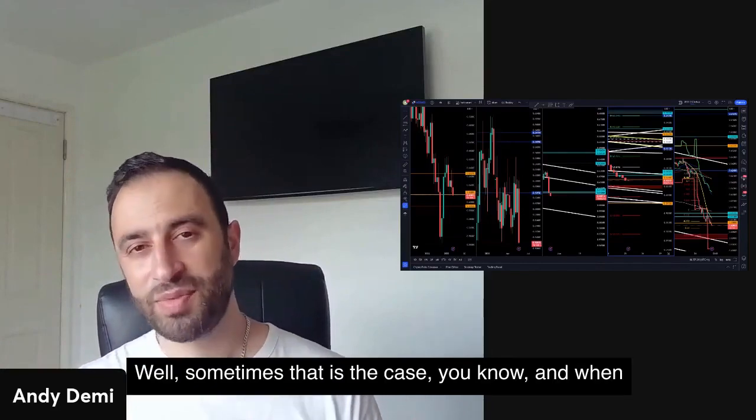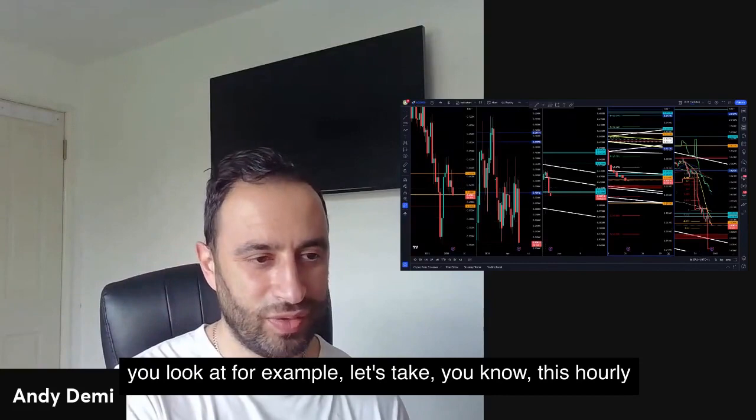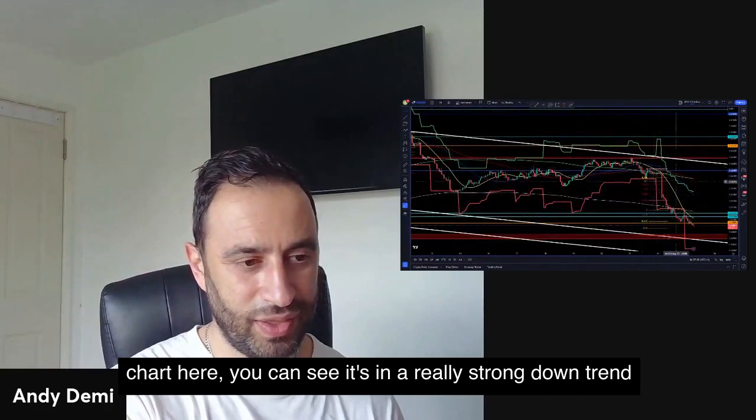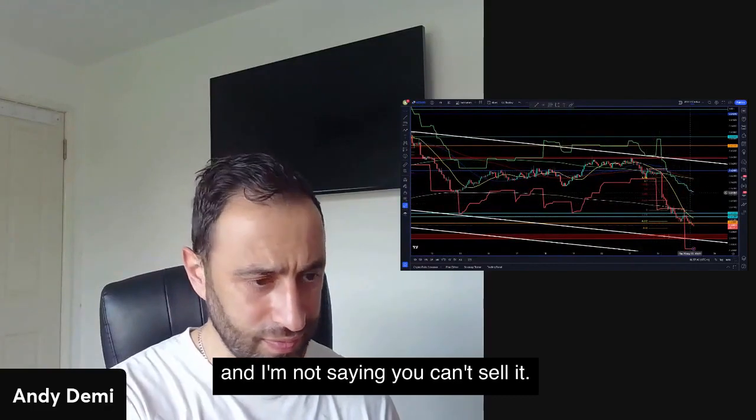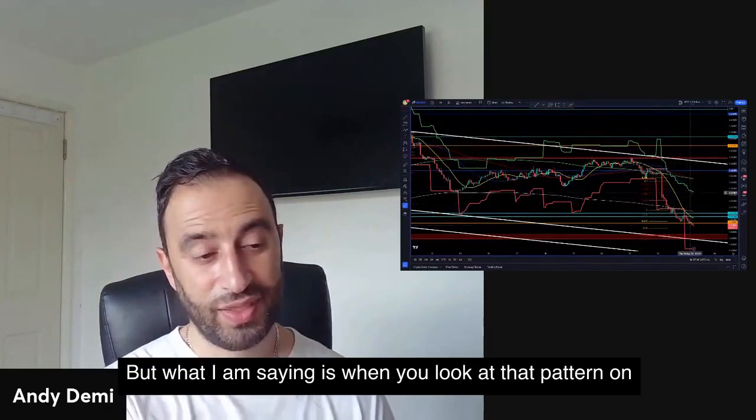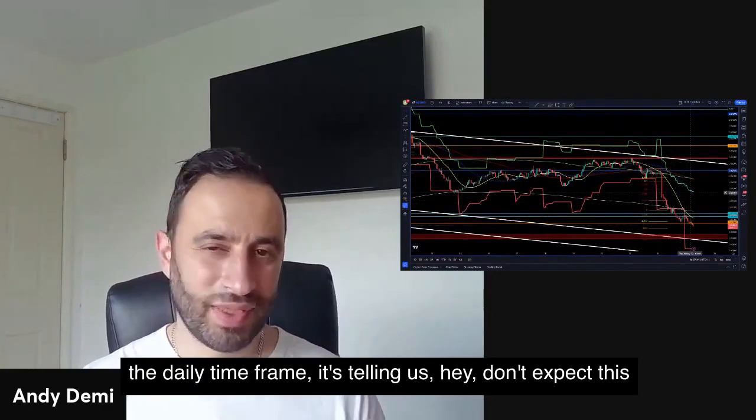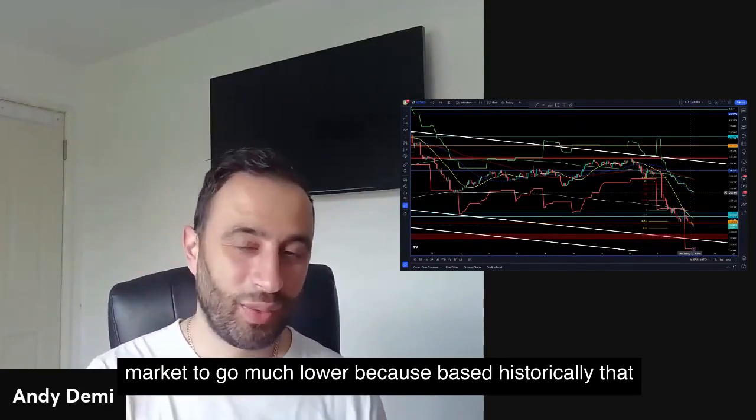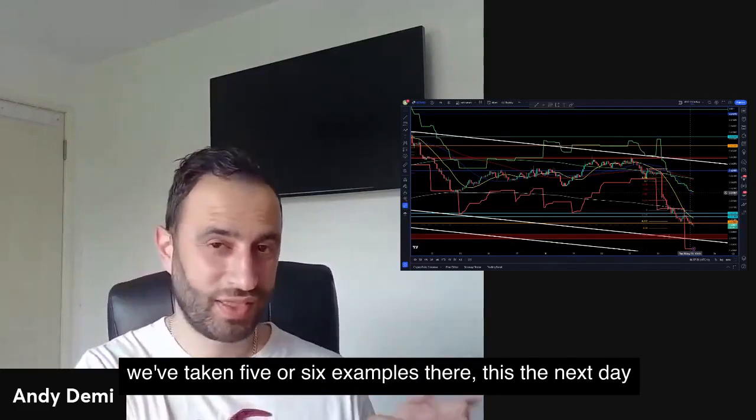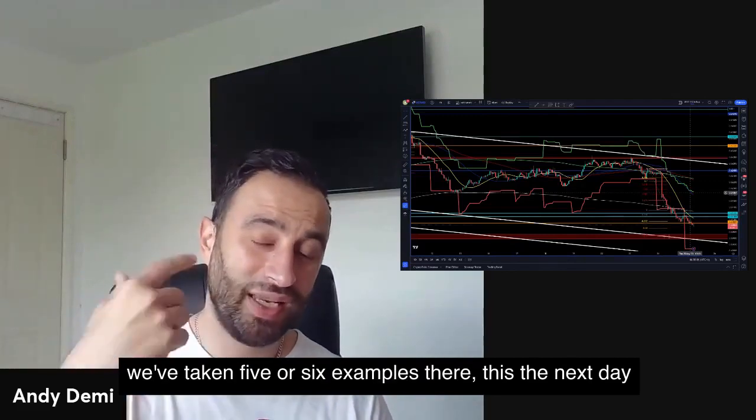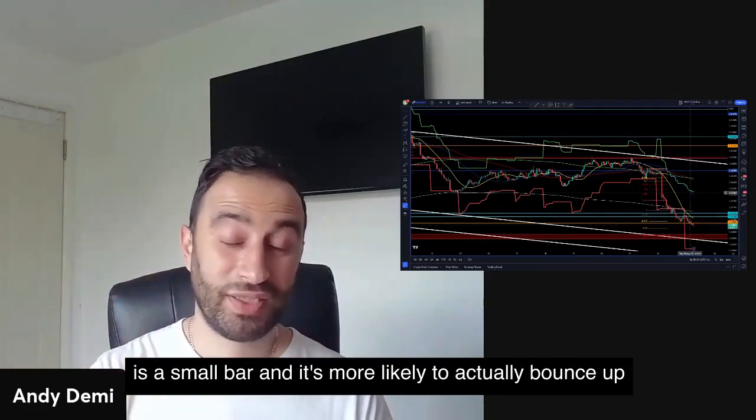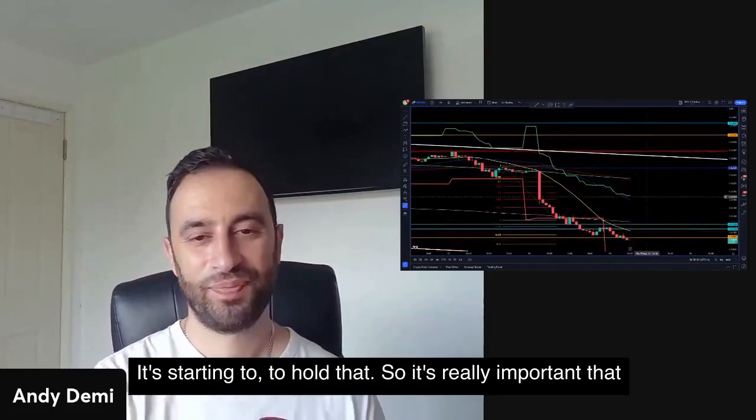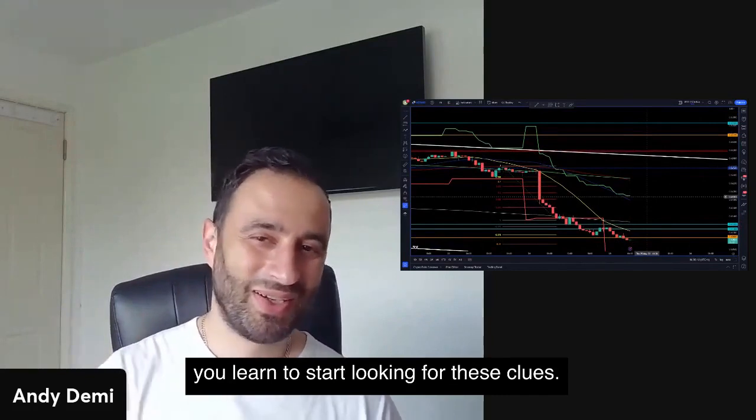Well, sometimes that is the case. When you look at, for example, this hourly chart here, you can see it's in a really strong downtrend. And I'm not saying you can't sell it, but what I am saying is when you look at that pattern on the daily time frame, it's telling us, hey, don't expect this market to go much lower, because historically, based on the 5 or 6 examples we've taken there, the next day is a small bar and it's more likely to bounce up. And you can actually even see it right now. It's starting to hold there. So it's really important that you learn to start looking for these clues.